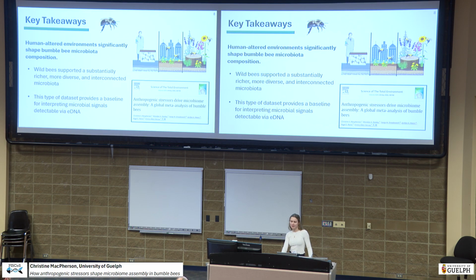And so the key takeaways from this research are that human-altered environments significantly impact the bumblebee gut microbiota. Wild bees supported a substantially more diverse, richer, and interconnected microbiota compared to their captive counterparts. And this type of data can provide a baseline for interpreting signals detectable via eDNA, so that when we survey these environments, we can understand how pollinator health is being affected by anthropogenic stressors.